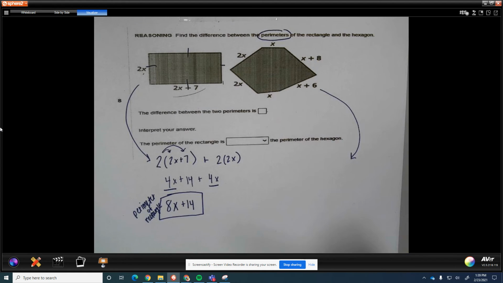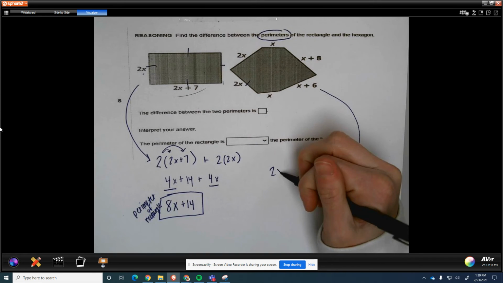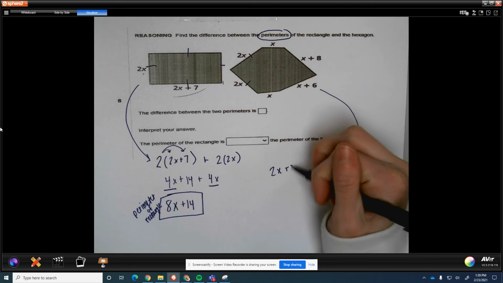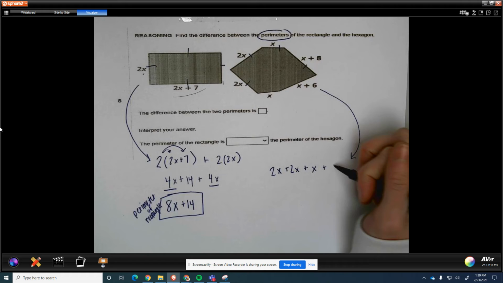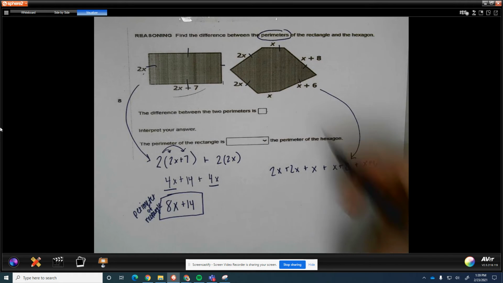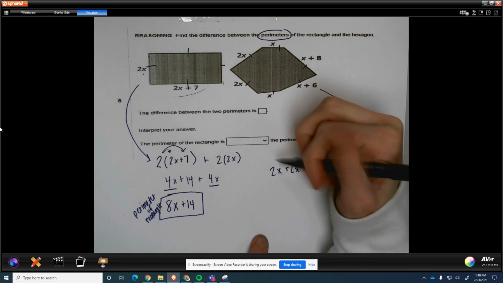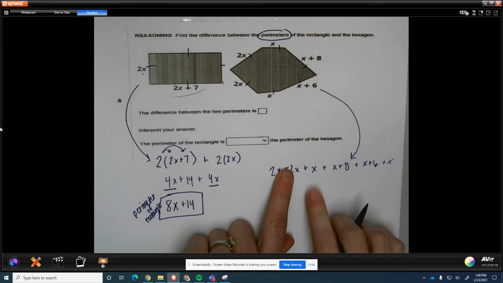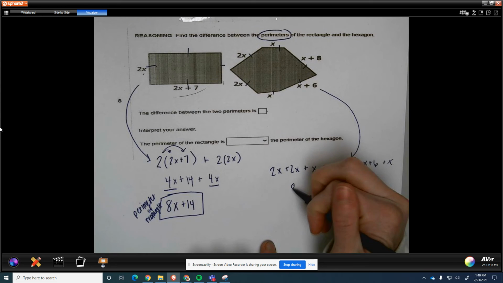So here I'm going to add all the sides together. So I'll start here, and I'm going to kind of cross them off as I go so I don't accidentally add them again. So I have 2x plus 2x plus x plus 8 plus x plus 6 plus x. Now I'm going to combine my like terms. So it looks like I have x's and I have regular old numbers, just like I do with the rectangle. So I have 2x and 2x, that's 4x, plus 5x, plus 6x, plus 7x, plus 8x. So I end up with 8x's.